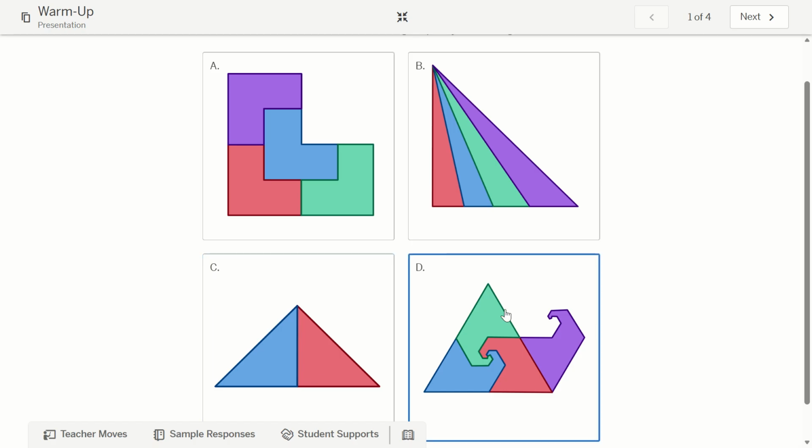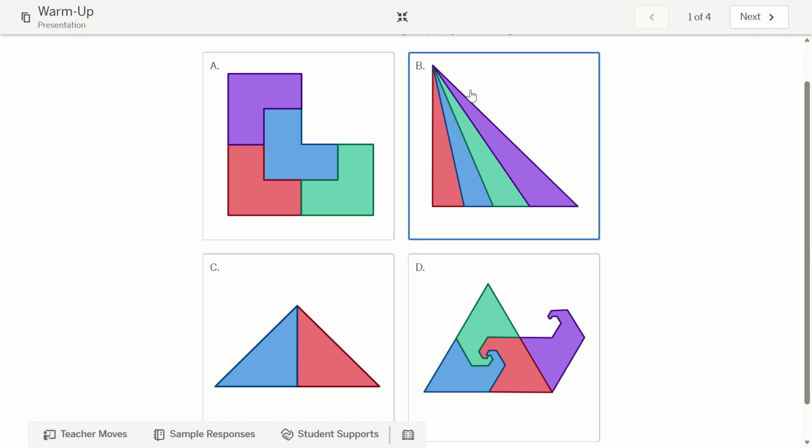Congruent. Even this weird hook shape, all of these, if I were to cut these out, they would all be facing the same way. They are all congruent. This one's the only one that doesn't have equal shapes. I'm going to use the purple one and the red one as examples. That purple one's way wider than the red one is, right? So they're not the same shape.